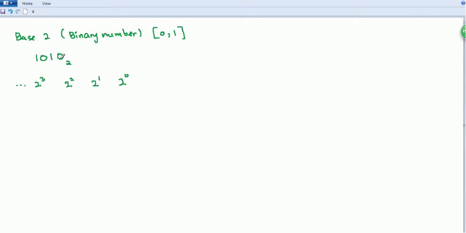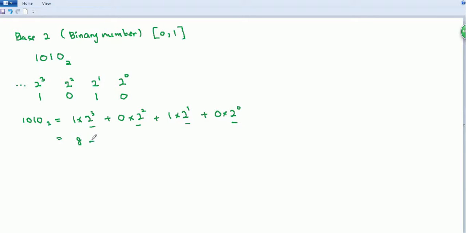So 1, 0, 1, 0. We know that 1010 is in base 2. If you want to change it to base 10, it will be 1 multiplied by 2 to the power of 3 plus 0 multiplied by 2 to the power of 2 plus 1 multiplied by 2 to the power of 1. The last one will be 0 multiplied by 2 to the power of 0. These are their place values.